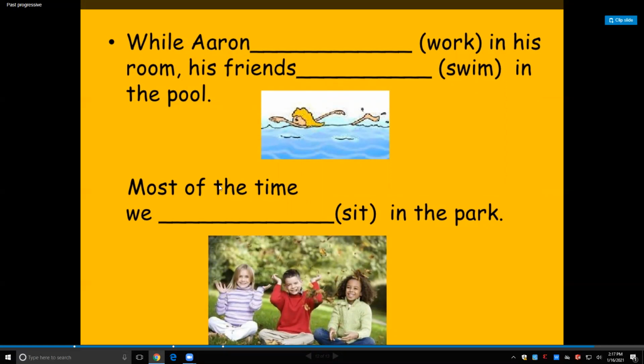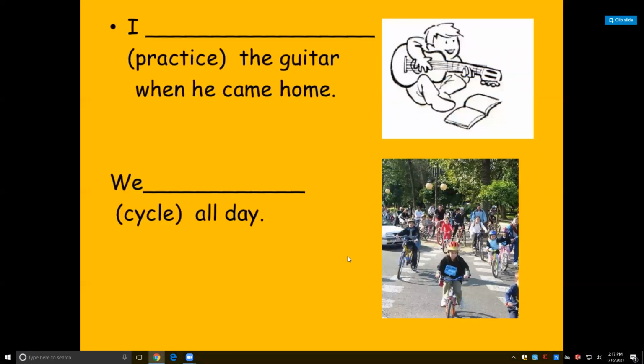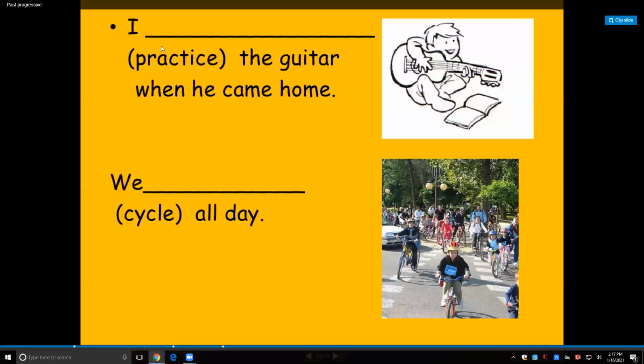Most of the time, we were sitting in the park. I practiced the guitar when he came home. So what was I doing when he came home? I was practicing the guitar when he came home. We cycle all day. What were we doing all day? We were cycling all day.